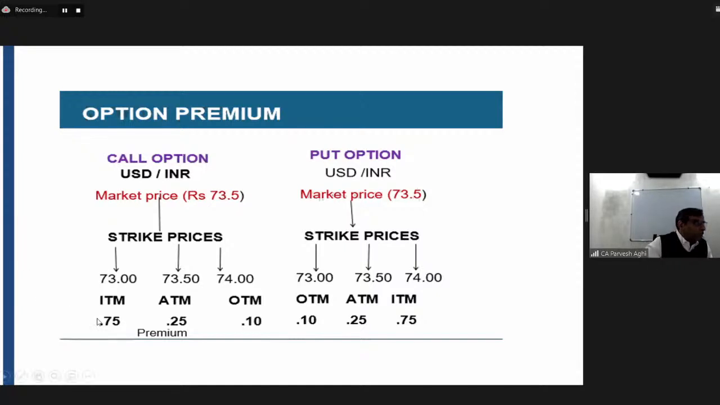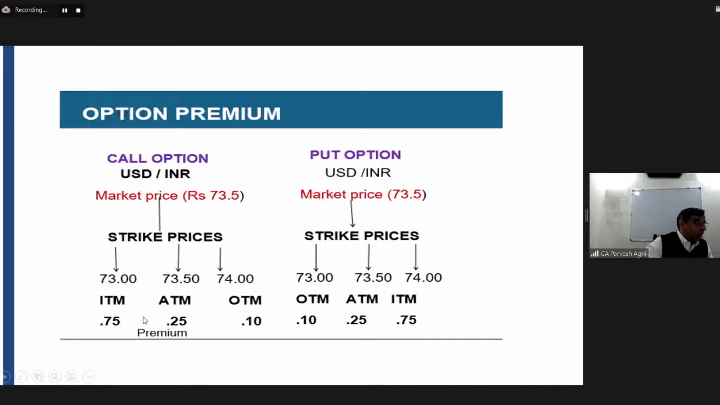Now, let's look at the bottom, the premium. So this is the premium, that is the paisa in terms of rupee: 75 paisa, this is 25 paisa, this is 10 paisa. So in the money will be the maximum in terms of cost. If you choose an in the money strike price, you are paying 75 paisa as a hedging cost per unit of dollar. But if you choose a far out of the money strike price, then you pay only 10 paisa.